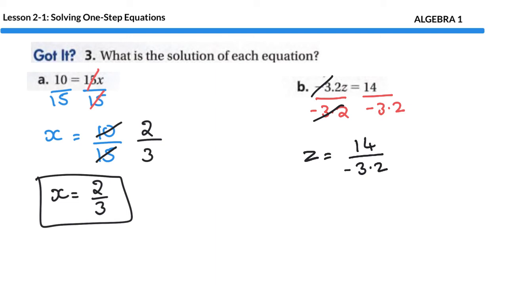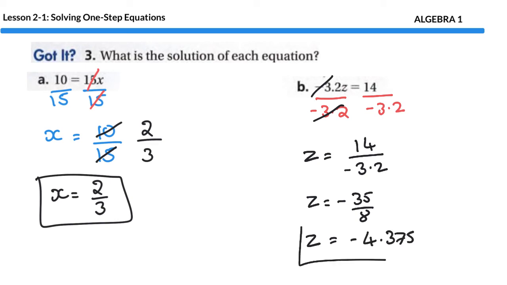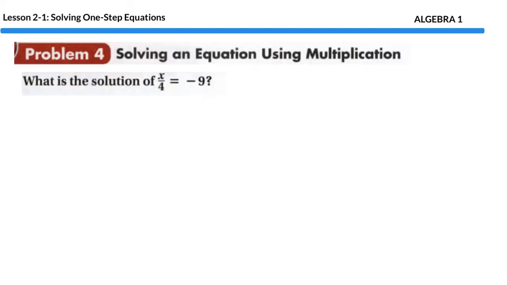And what will be the answer of this? So the answer is z is equal to negative 35 over 8. Or if you want to give it as a decimal, it's going to be negative 4.375. And that is the solution of this equation. So let's move on to solving an equation using multiplication.